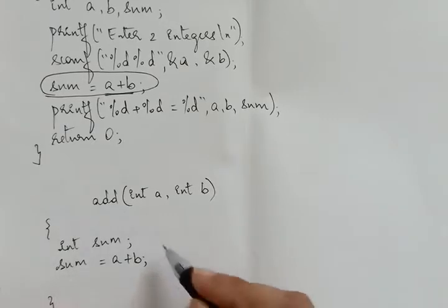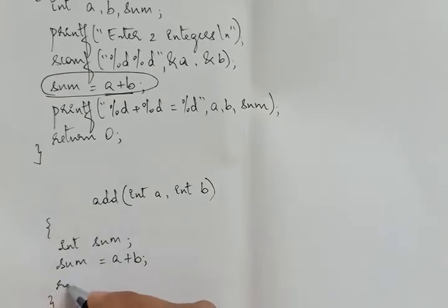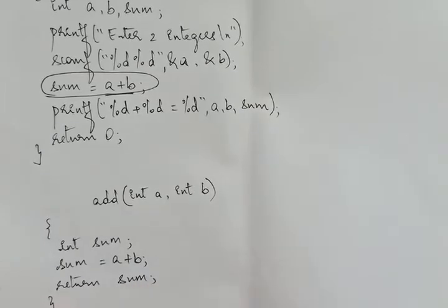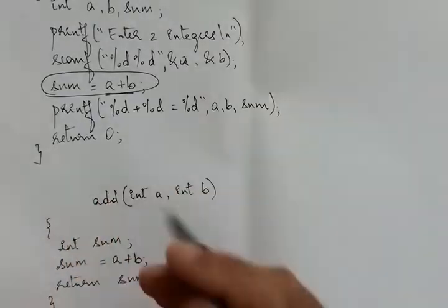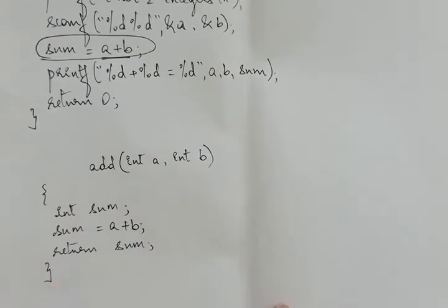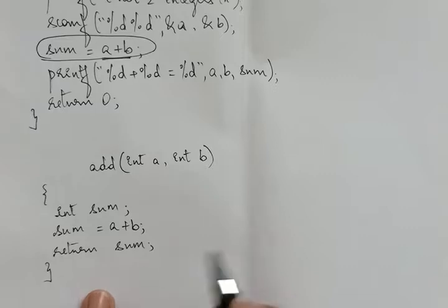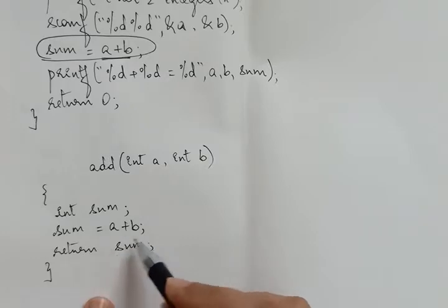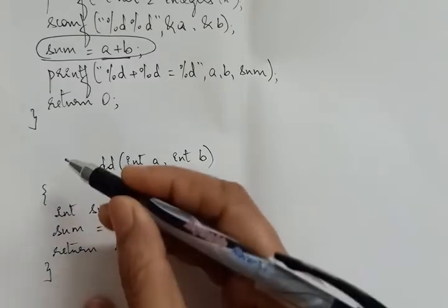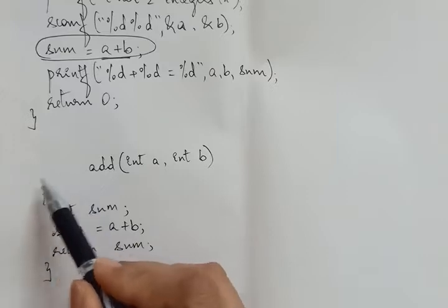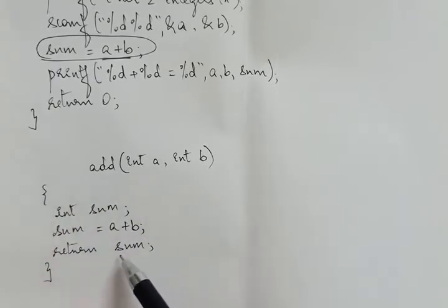After finding the addition, you have to return this result to the main function, which is the calling function to this add. When you are returning something, you should keep in mind you can return a variable, a constant, or an expression. In this case I am returning a variable. When I am returning a variable, the return type of the function should reflect the type of the variable that you are returning.